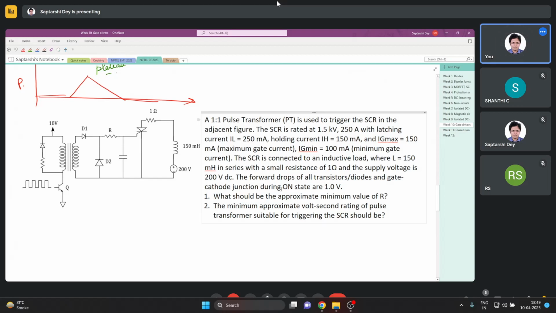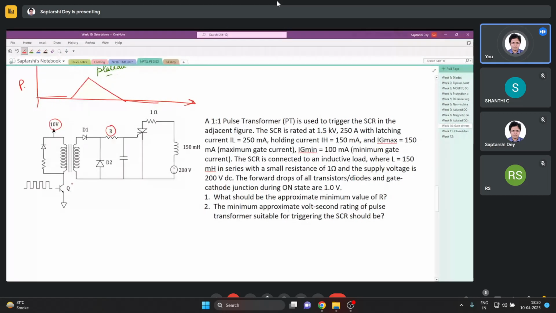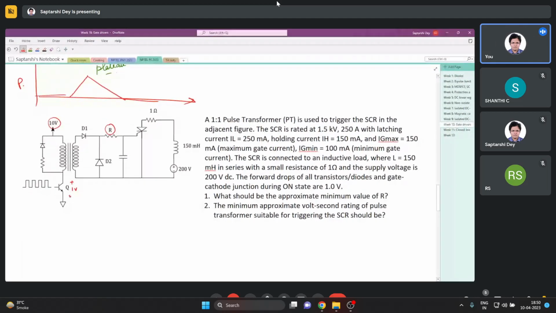The forward drops of all transistor diodes and gate cathode junction during on state are 1 volt. What should be the approximate minimum value of R? So they are asking minimum value of R. R means this resistance. Minimum value of R means maximum gate current will flow. Now you see they are saying that all the forward drops are 1 volt. So if we have 10 volt here, then 1 volt drop comes here when Q is on.